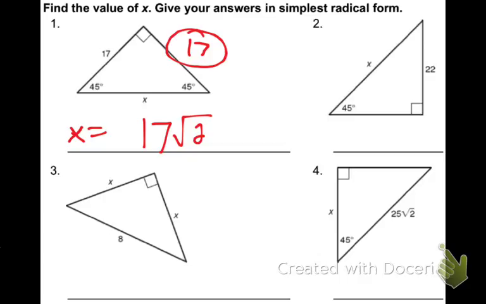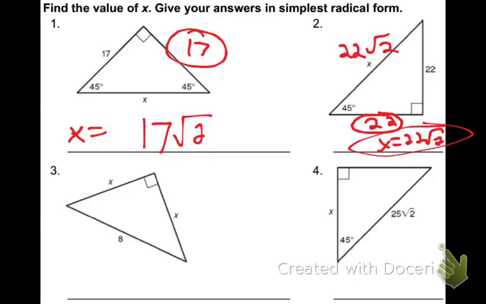All right, next one, number 2. This one is 22. What's my other leg over here going to be? My other leg is what, Noah? 22. Which means my hypotenuse is what now, Noah? 22 square root of 2. Good work, sir.